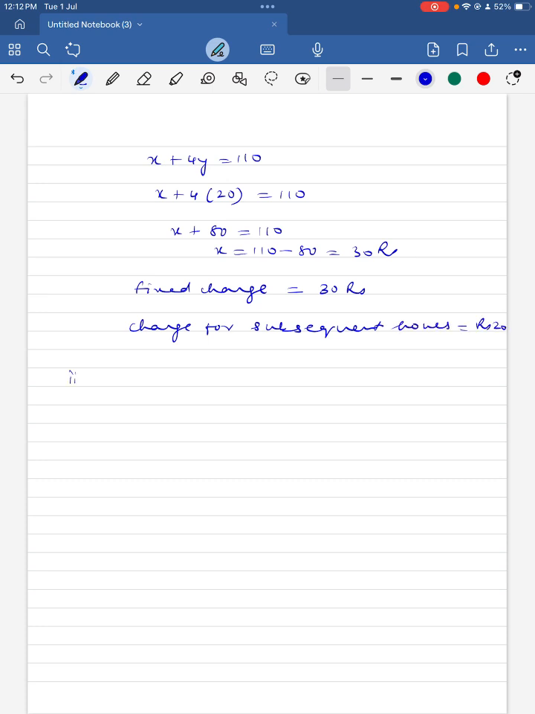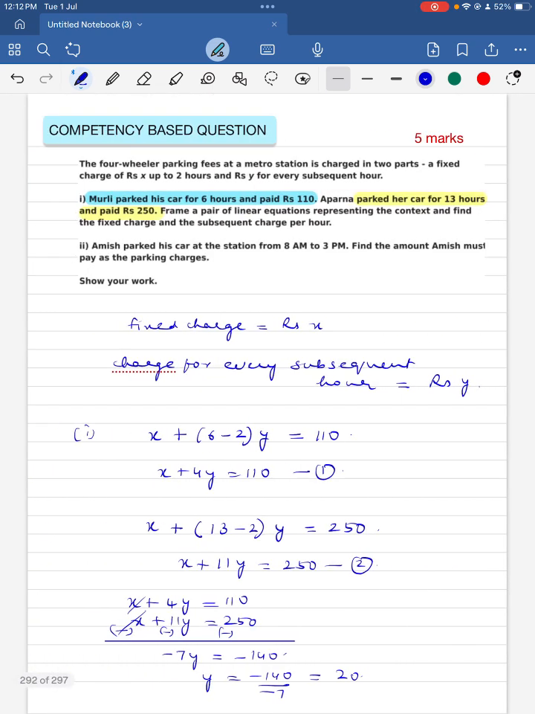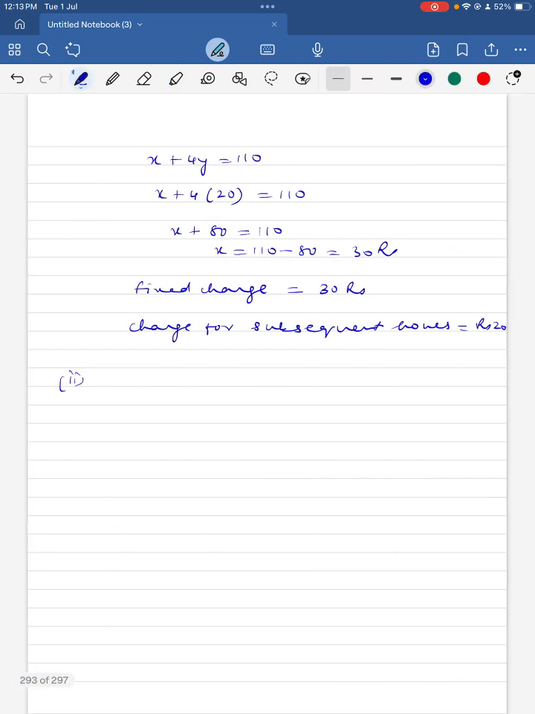Okay, now let's look at the second part of the question. In this part, they've said that Amish parked his car at the station from 8 am to 3 pm. And you have to find the amount of money he has to pay. Now, if he parked from 8 am to 3 pm, right? Amish has parked the car for 7 hours.